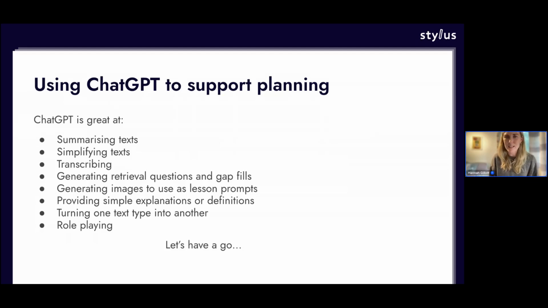Likewise, in meetings, you can get meeting note taker plugins so they can join all of your line management meetings or department meetings and just record, summarise and transcribe everything that's been said. Things like retrieval questions and gap fills, it's really good at that. Generating images to use as lesson prompts, providing simple explanations or definitions.